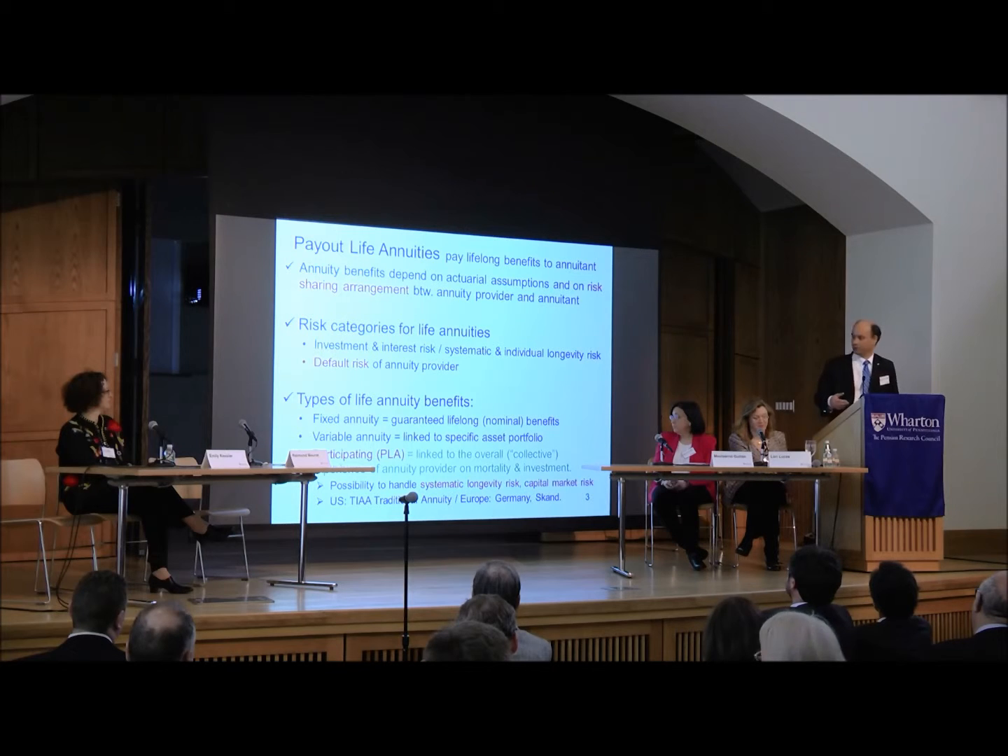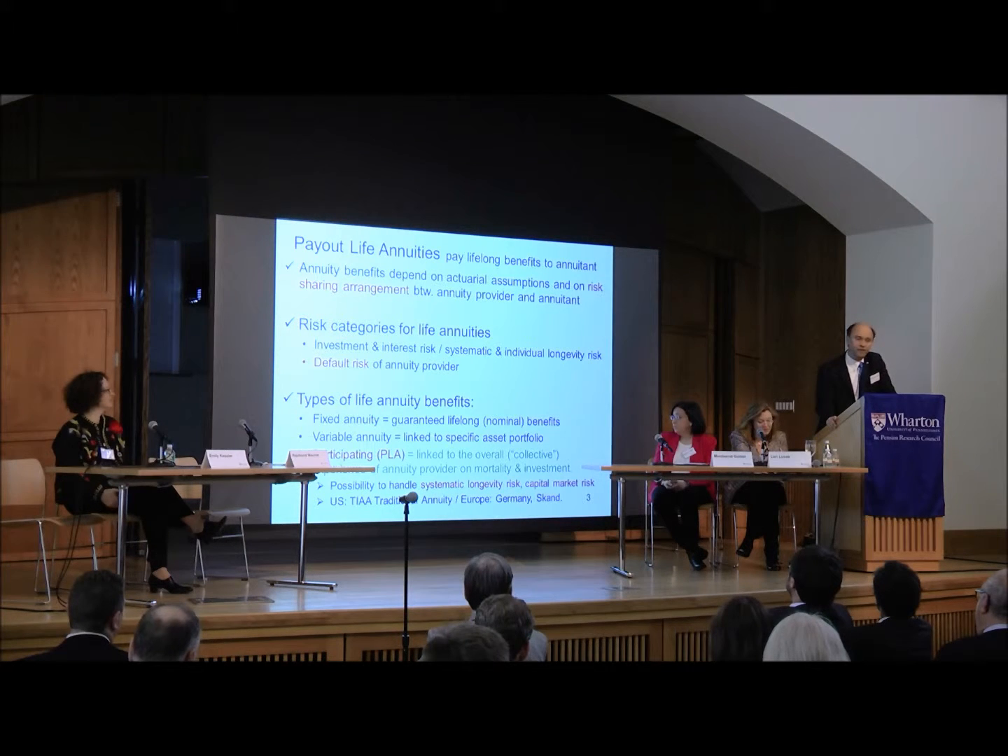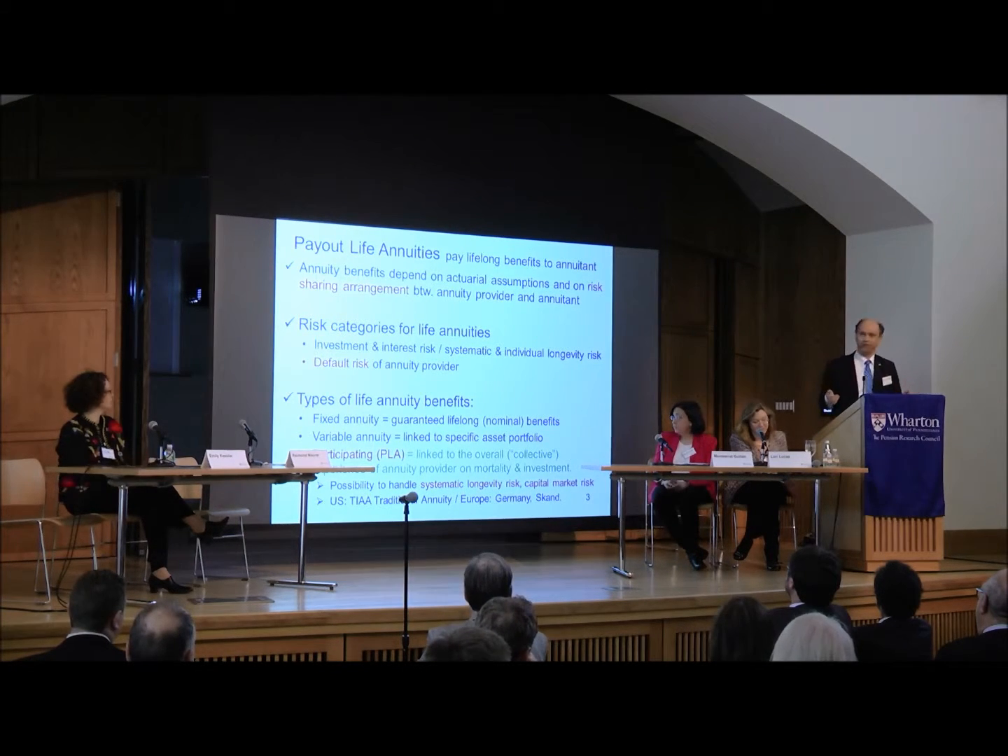Then you have the variable annuity. The variable annuity links the benefit to a specific asset portfolio. So the annuitant decides what kind of asset portfolio he likes, maybe a stock fund or balanced fund, and then the value or the amount of the benefits depends exactly on this chosen asset portfolio. That's a variable annuity. We have many of these variable annuities here also in the US.